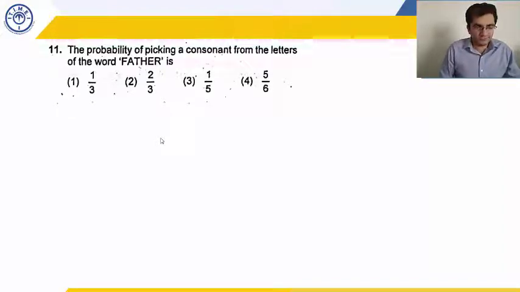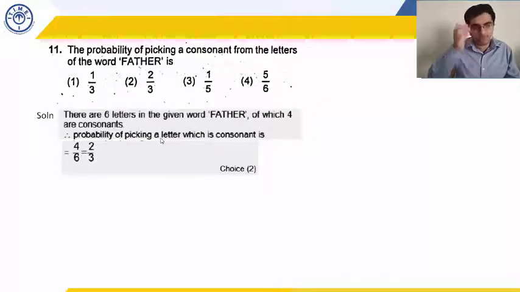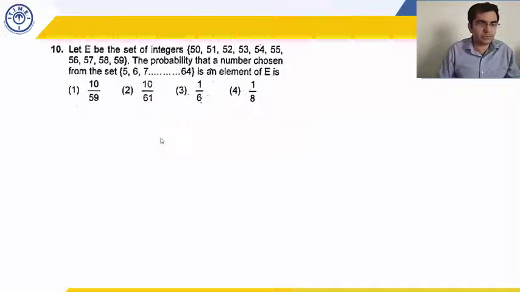So favorable outcomes are 4, either F or T or H or R. So favorable outcomes is 4 and total outcomes is 6. So the probability becomes 4 divided by 6, that is 2 by 3. That is choice number 2. Okay, so let's proceed to the next question. That's question number 10. Slightly different looking question, but it's very straightforward.